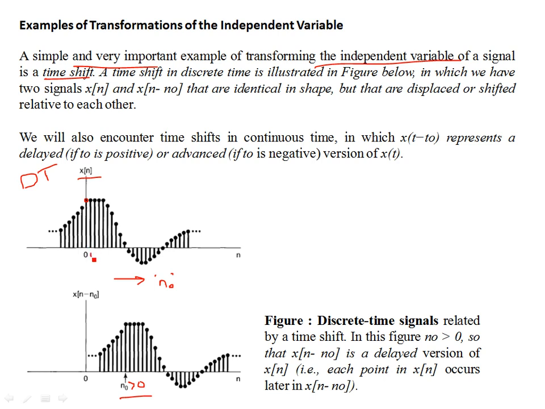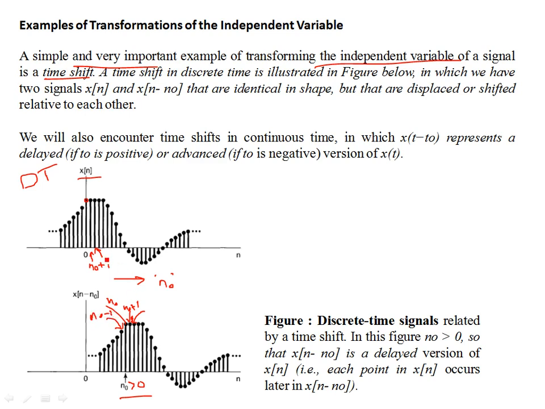Then this sample naturally will occur at n naught plus 1, and this would occur at n naught plus 2. This is exactly what is happening. This sample is at n naught plus 1, then the next sample is at n naught plus 2, and this trend continues. Similarly, this sample was at n naught, and the previous sample before n naught is going to be at n naught minus 1.